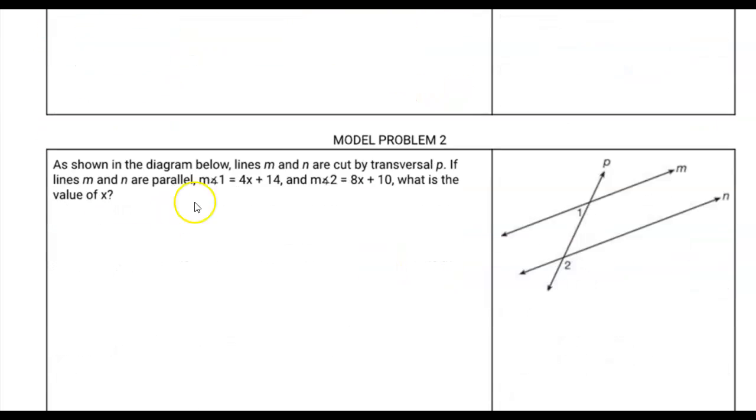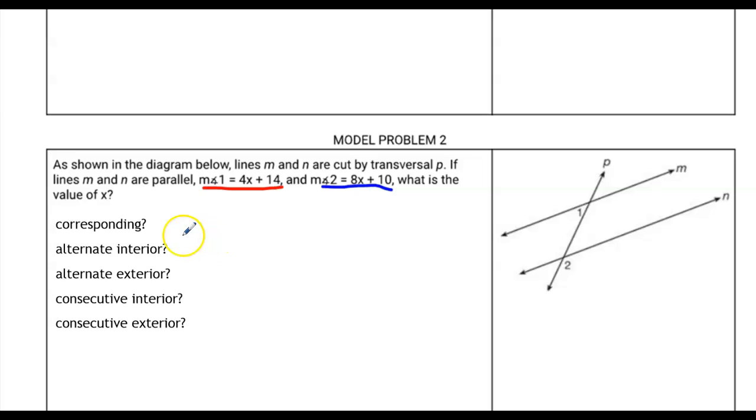In the second model problem, it gives us a situation and tells us that the measure of angle 1 is 4x plus 14 and angle 2 is 8x plus 10. Let's see what the relationship is between these two angles. If they were corresponding, they'd be in the same relative position for the two different intersections. This one's at the bottom left, but this one is on the bottom right, so it's not corresponding.